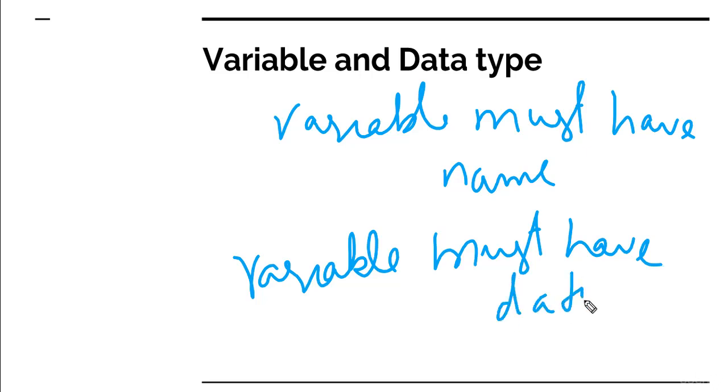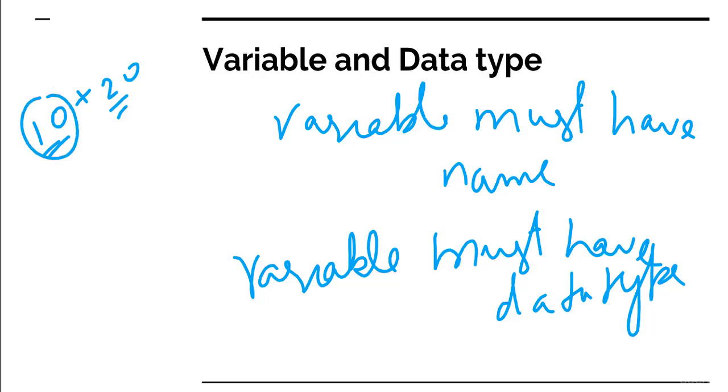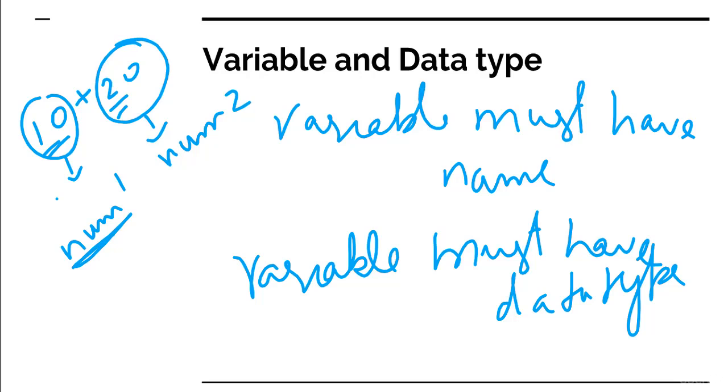Now, what do you mean by data type? It means what kind of data that particular variable has. So let's say I wanted to perform a calculation of 10 plus 20. So now I need to store these two values. So I need two variables. The variable must have a name. So I'll call this particular memory location num1. And similarly, this also should have a name, so I'll call this particular memory location num2. So num1 has a value of 10 in it, and num2 has a value of 20. So we have satisfied this condition.